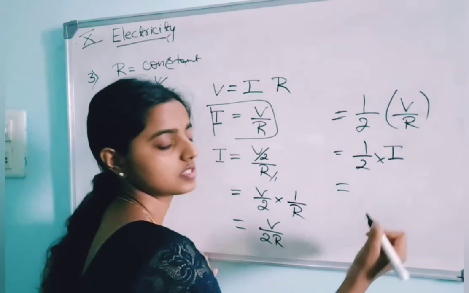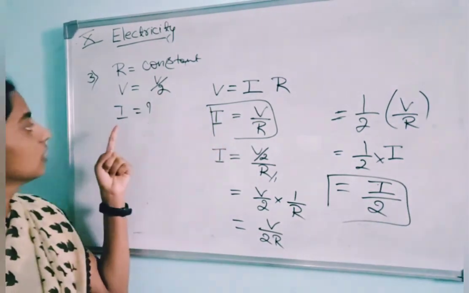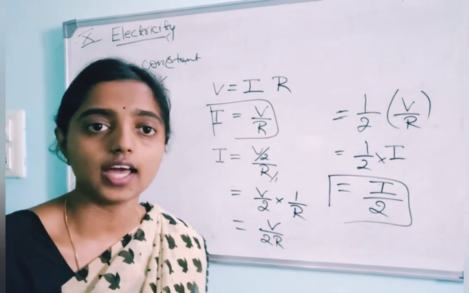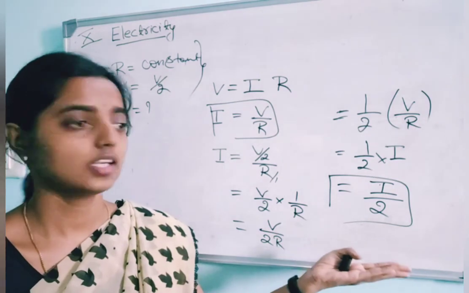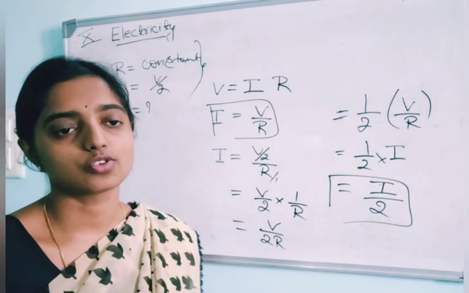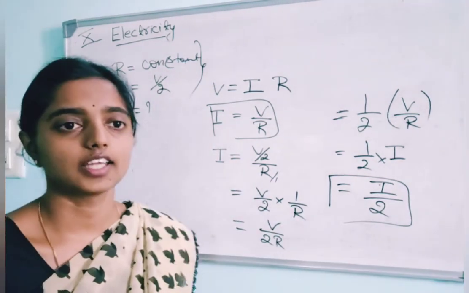Now what happens? I by 2. And what do we need to find out? Current. That means what happens to the current under these two conditions. So here you can easily conclude that the current also becomes half. That is, the current decreases under this condition. That's all.